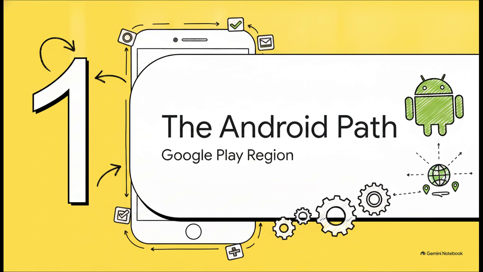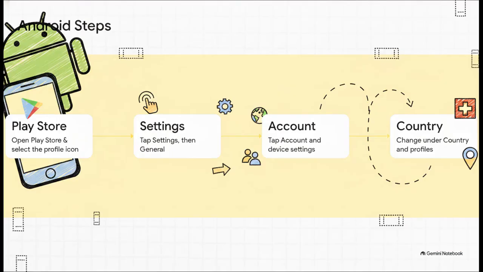Section 1. The Android path. Switching your region in Google Play. Okay, Android users, you're up first. The source gives us a very clear 5-step chronological procedure here. Step 1. Open up your Google Play Store and tap your profile icon right up there in the top right corner. Step 2. Tap Settings. Step 3. Tap General. Step 4. You're going to look for and tap Account and Device Settings. And finally, Step 5. Under the Country and Profiles section, you can go ahead and select Switzerland.